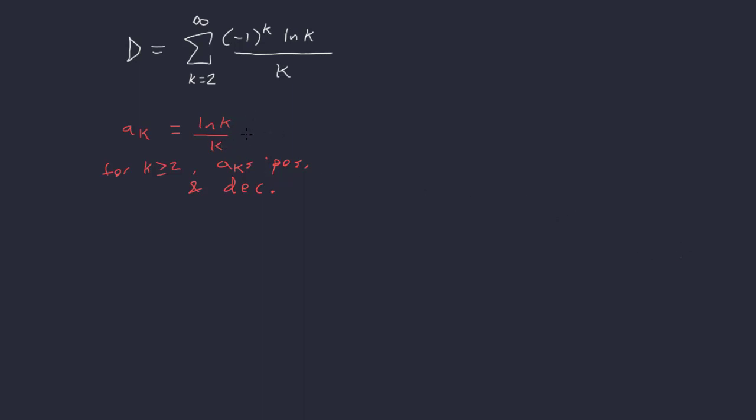That's an infinity over infinity, so if you don't see it right off the bat, you could use L'Hopital's rule and get that this is 1 over k over 1, which will go to 0. There we go. So by the alternating series test, D diverges.